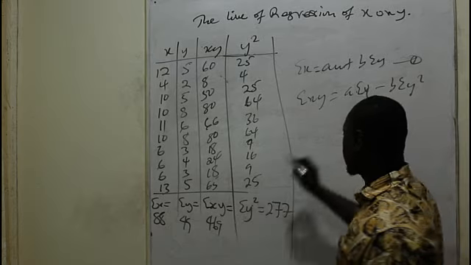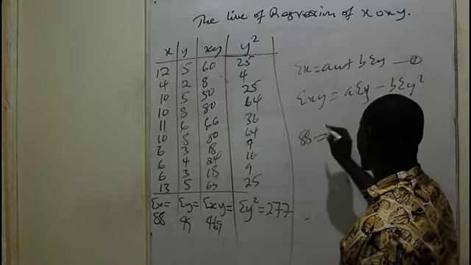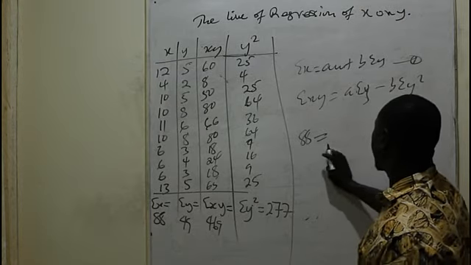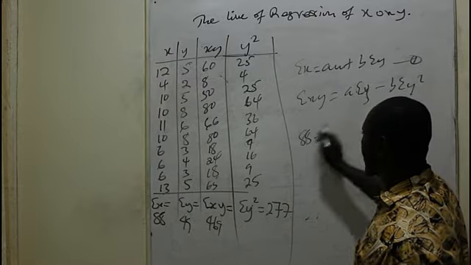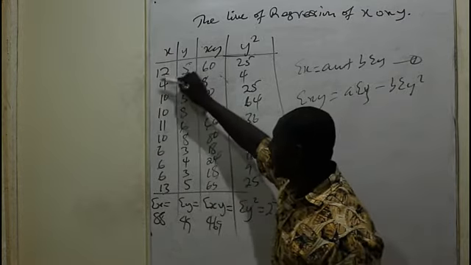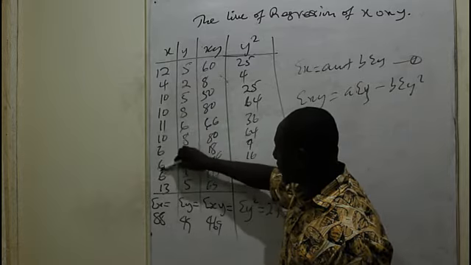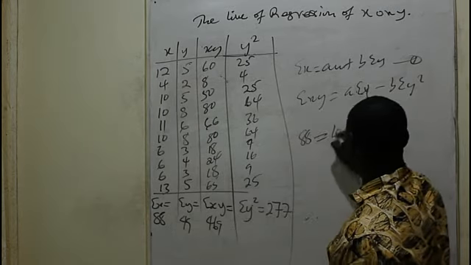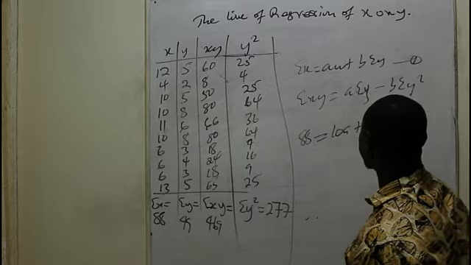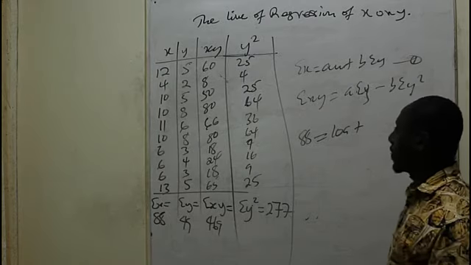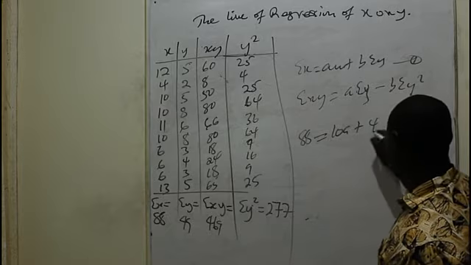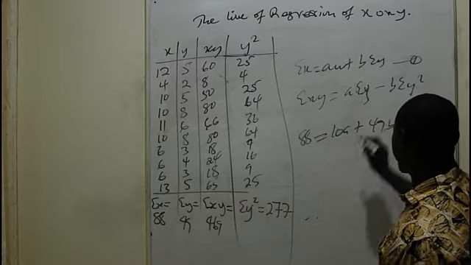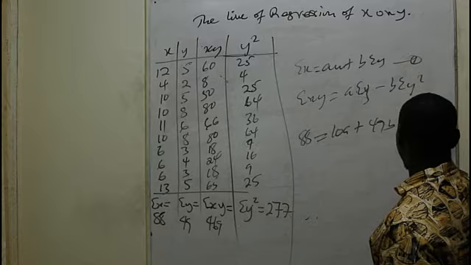So summation of x is 88 into equation 1. Then we have a, we don't know, times n. N is the number of observations. So how many are there? 1, 2, 3, 4, 5, 6, 7, 8, 9, 10. So 10a plus b, I don't know, times summation of y. Summation of y is 49. So 49b. So this gives me equation 3.